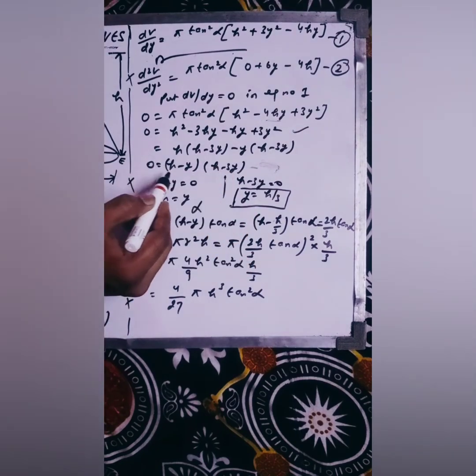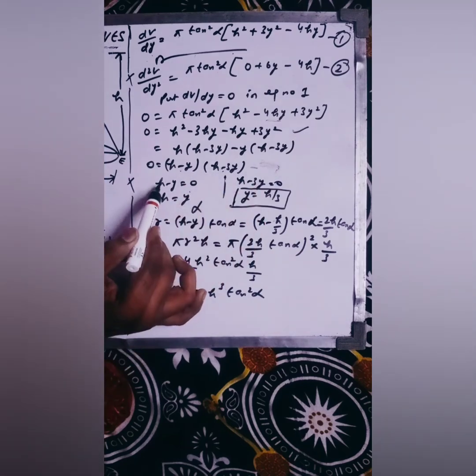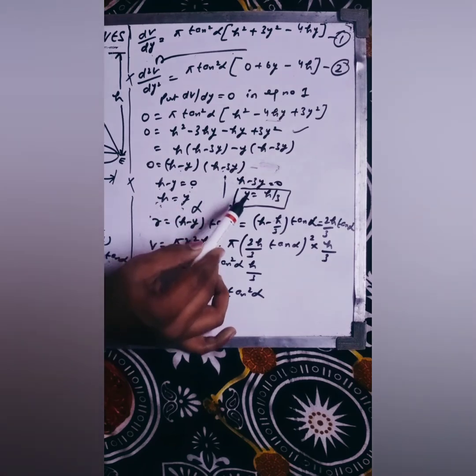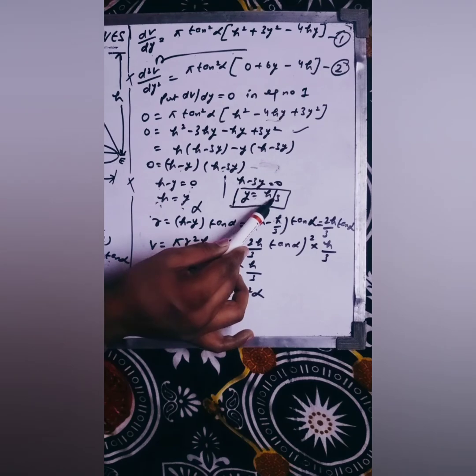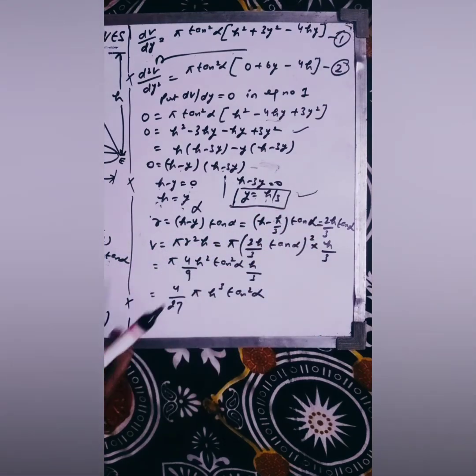Now you have to put this factor equal to 0 or this factor equal to 0. So your h minus y equals 0. From this factor you are getting h equals y, which is not possible. From the other factor you are getting y equals h by 3. So this is possible, so you have to take this value. As you can see, you have to prove this one.